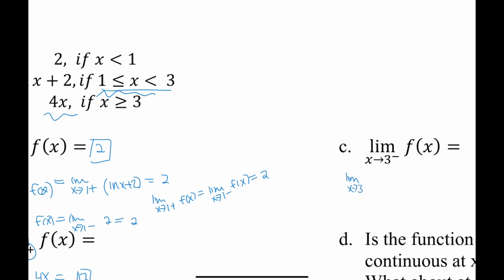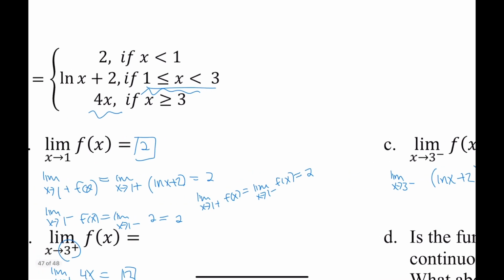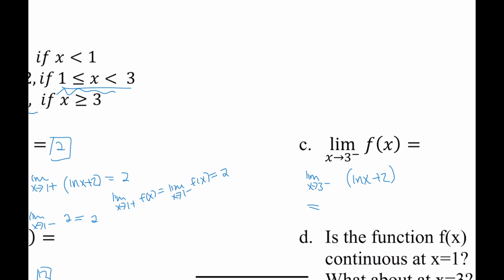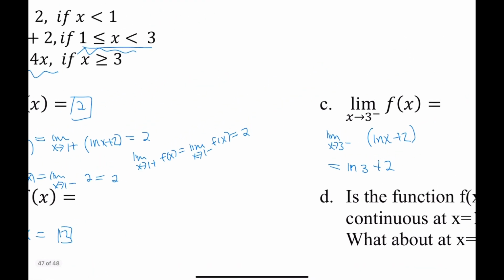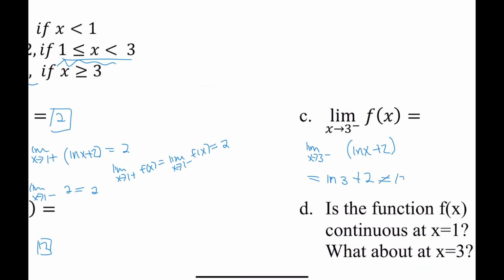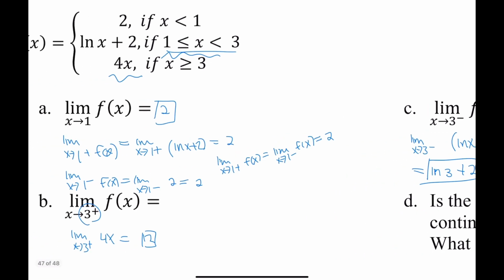X approaches 3 from the left, and then ln x plus 2, right? And then we do ln 3 plus 2, which is definitely not equal to 12. Okay, that's what we get.